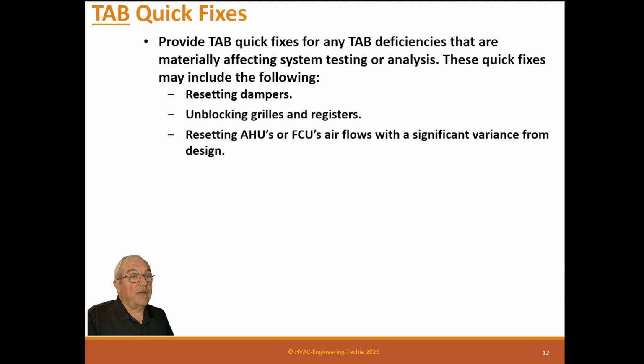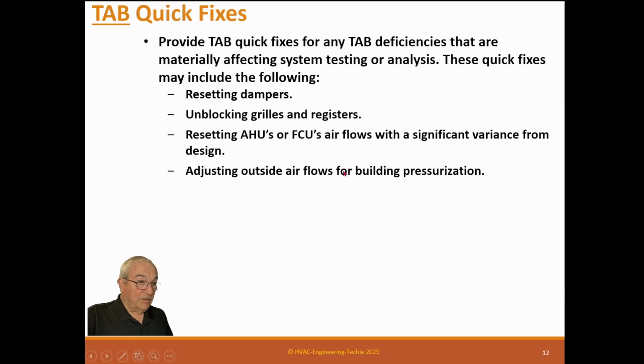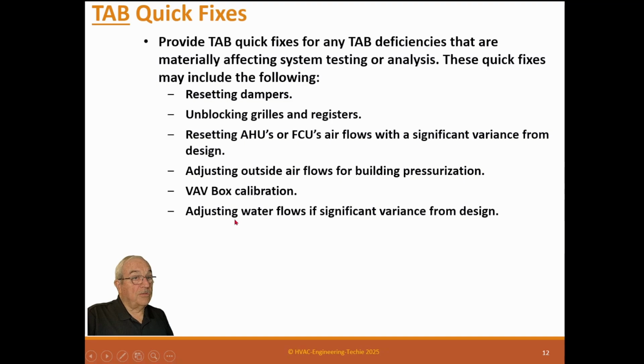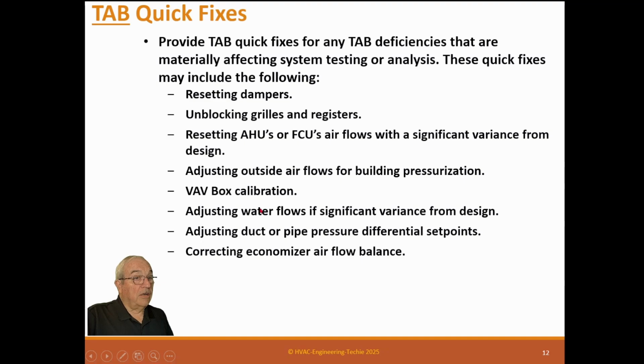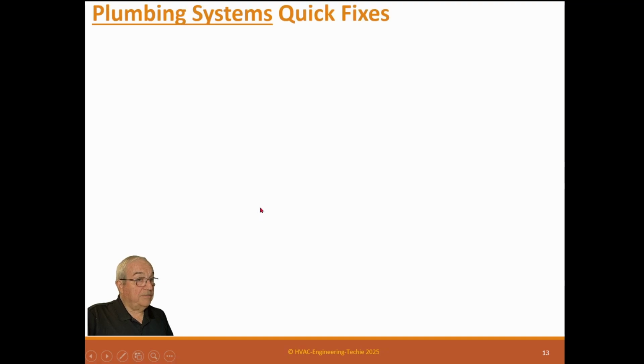Resetting air handlers or fan coil unit airflows with a significant variance from design. And by that we normally mean not just over 10%, but quite a ways out. Adjusting outside airflows for building pressurization. VAV box calibration. Adjusting water flows with significant variance from design. Adjusting duct or pipe pressure differential set points. Correcting economizer or airflow balance. A lot of things there for TAB.